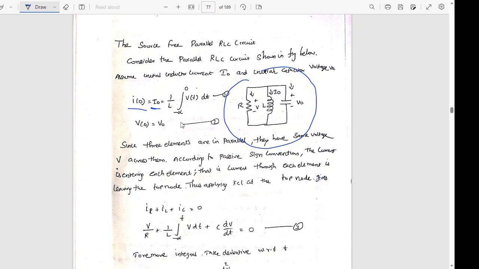I(0) is 1 by L integral from minus infinity to 0 of V of t dt. So this is the initial current, and the initial voltage across the capacitor is V of 0, which can be written as V0. So three elements are in parallel. Definitely there will be the same voltage across all of them.